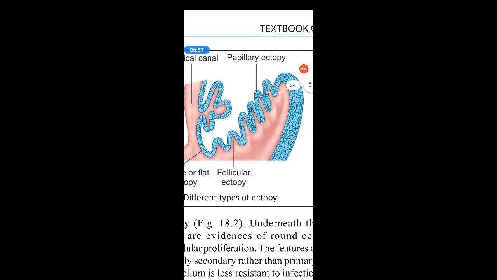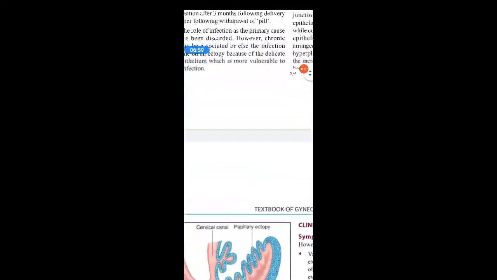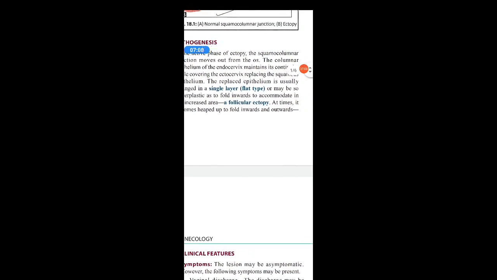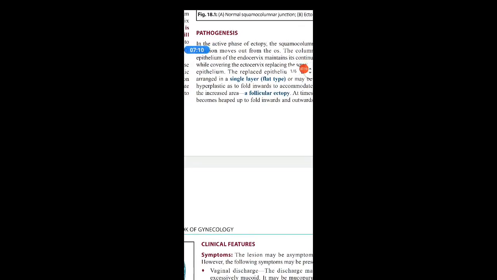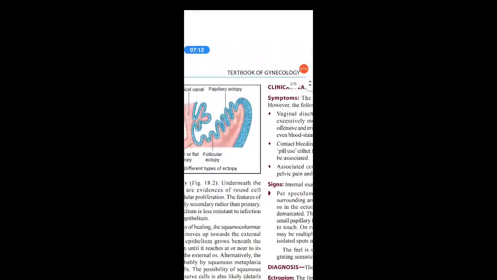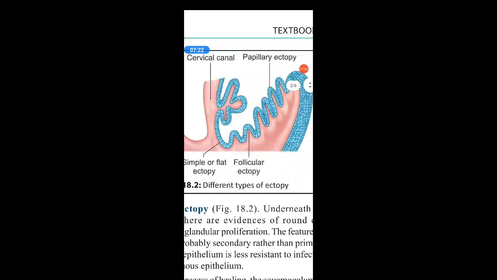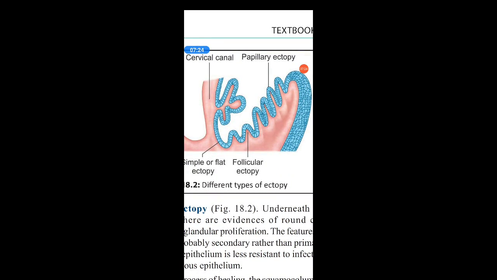Next is the follicular ectopy. So what happens in follicular ectopy? In follicular ectopy, this epithelium becomes hyperplastic, so it folds inwards to accommodate the increased area. It is called a follicular ectopy. See here, the inward folding of the epithelium occurs. When it starts moving inwards, it looks like a follicle and it is called a follicular ectopy.